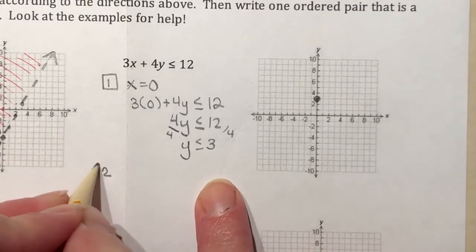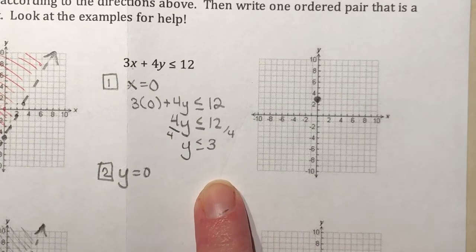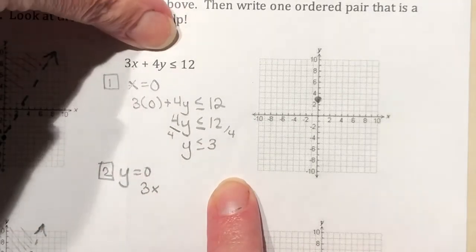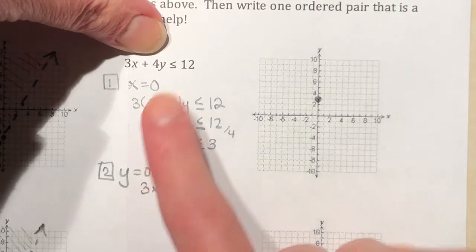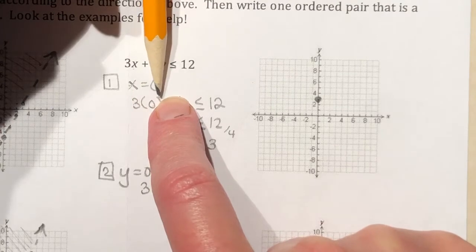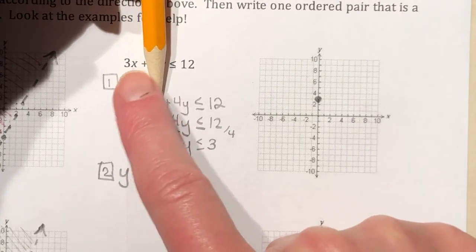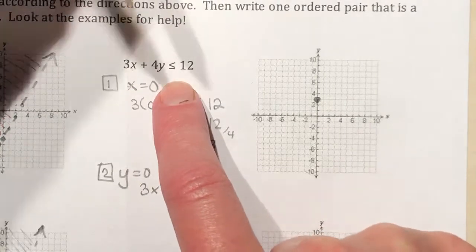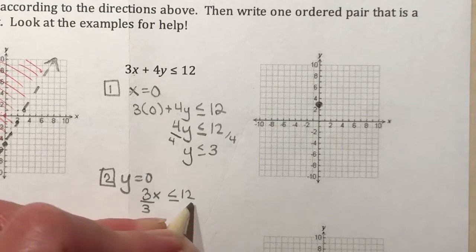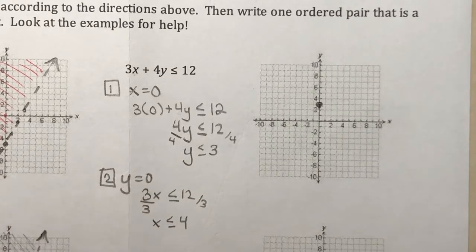And now for my second point, this time I'm going to make y equal 0. So 3x, I'm honestly not even going to write the 4 times 0 because I already know that's going to turn into a 0, so I can just ignore that. I'm going to even use my pencil to cover it up. And I'm thinking 3 times x is less than or equal to 12. Divide both sides by 3. And x is less than or equal to 4.